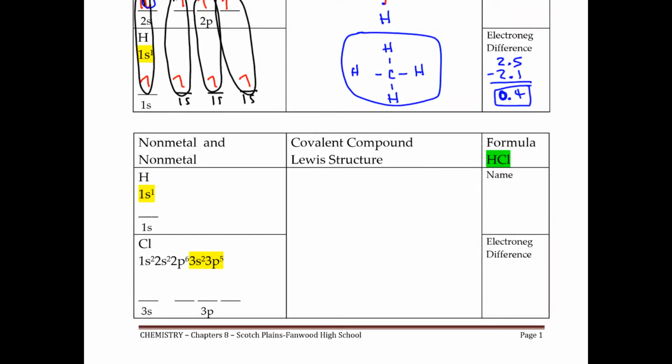Okay, let's go to this one with H and Cl. So H is just a 1s1. Cl is a 3s2 in the valence and a 3p5. So that's going to look like this. And we could see what's going to happen here very nicely. This H could share with this 3pz orbital. And if we draw this out, we'll see that H has 1 electron and Cl has 7.